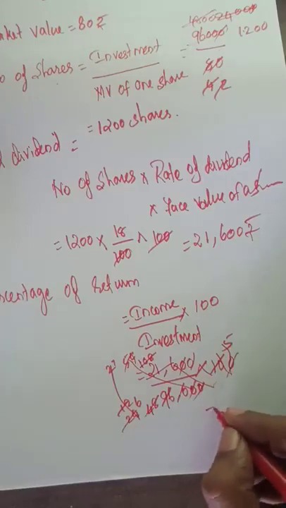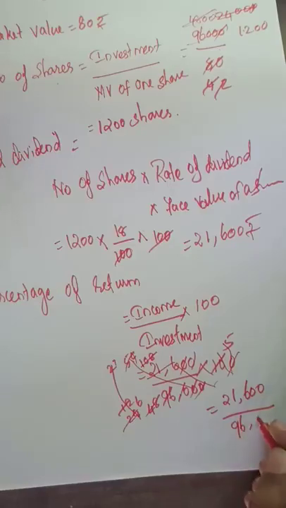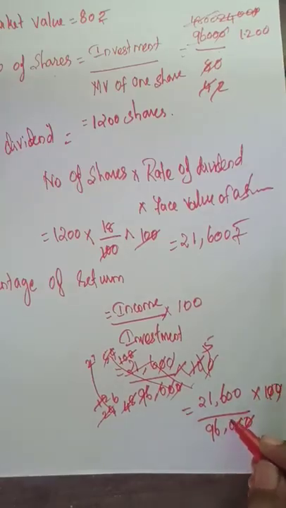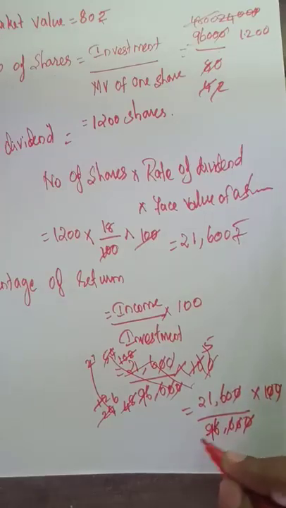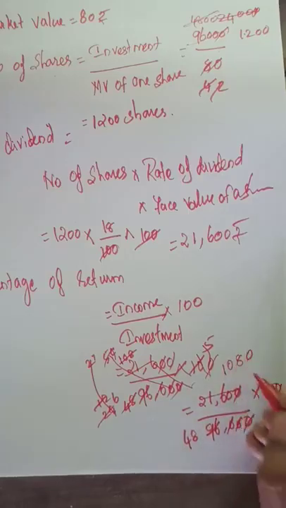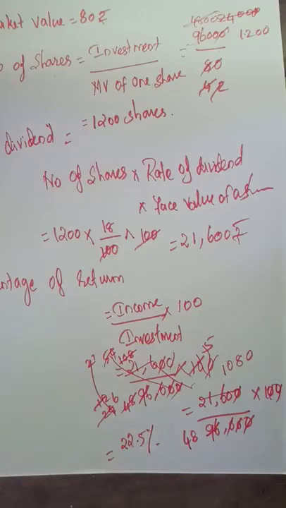I have divided wrongly. So 21600 divided by 96123, into 100. Divide, 20 cancel, here 20 cancel. Here 10 cancel, here 10 cancel. So what will you get? 48, here 1080. If you simplify, you will get the answer as 22.5%. Simplify and see, you will get 22.5%. Understand, students?